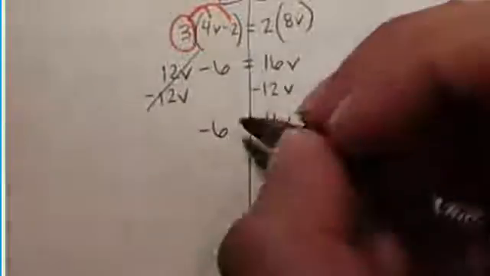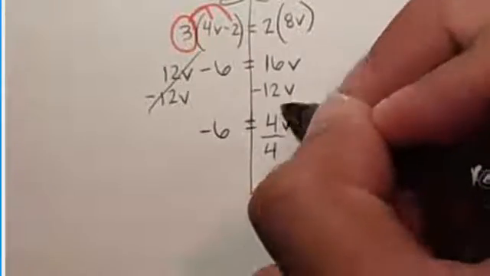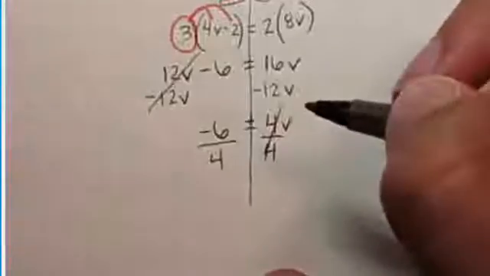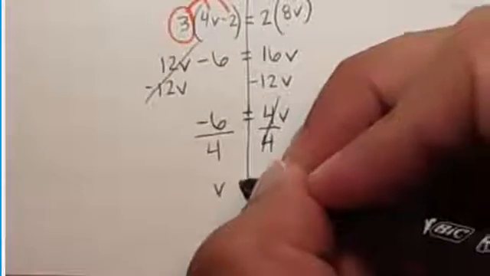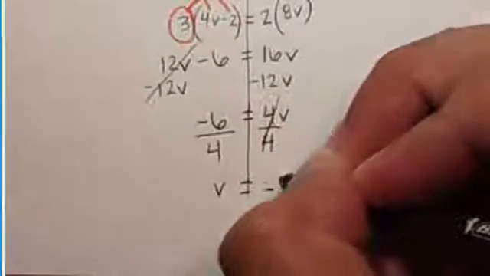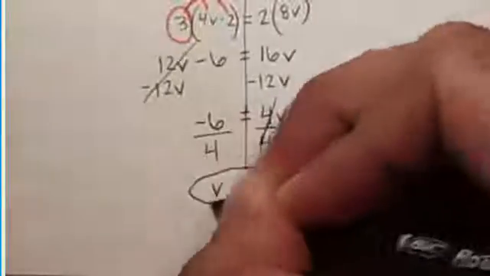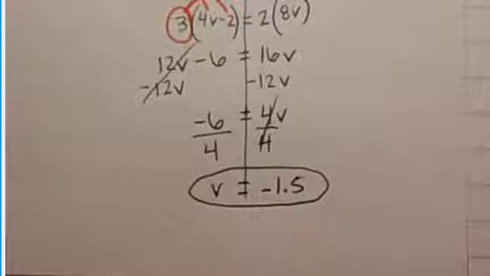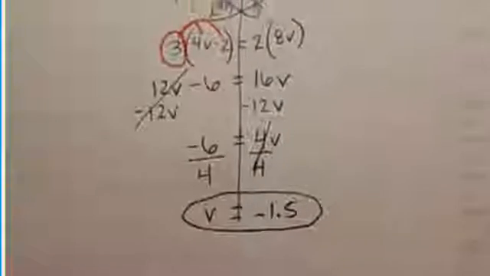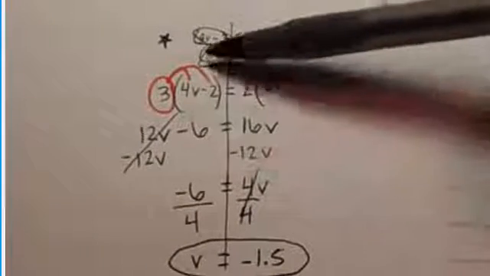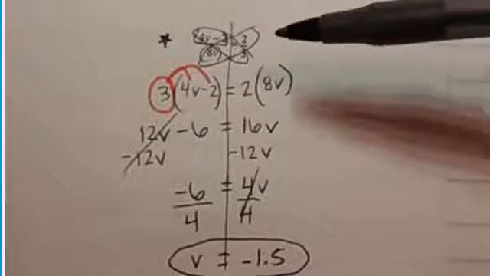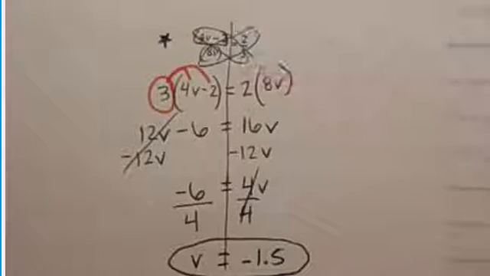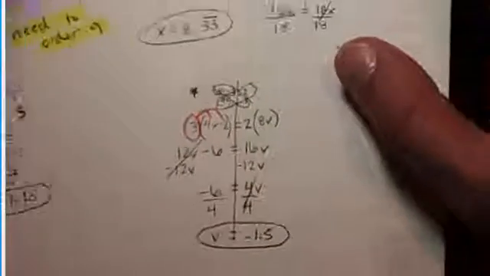And the last step here is to get v by itself, 1v. I'm going to divide by the coefficient of 4. And my answer ends up being v is equal to negative 1.5. Remember, whenever I divide a positive and a negative, my answer ends up being negative. So your answer should have been v is equal to negative 1.5. And if I plug that in for both the v's, it should be equal on both sides of that equal sign. Okay, so that's solving proportions.